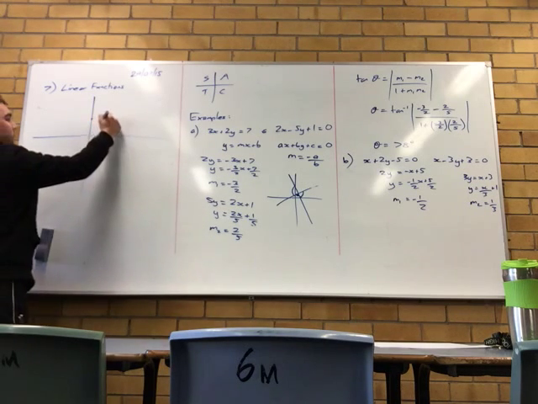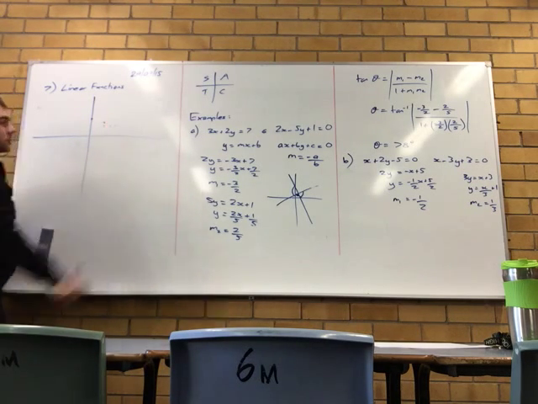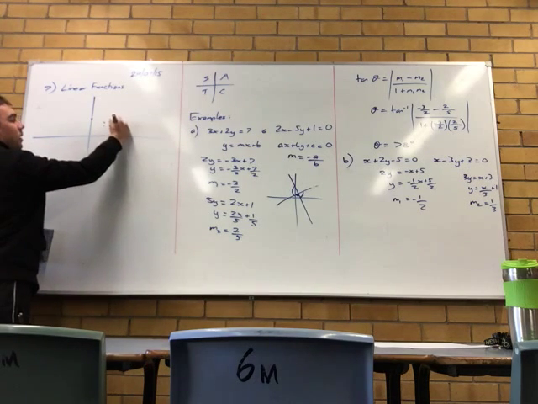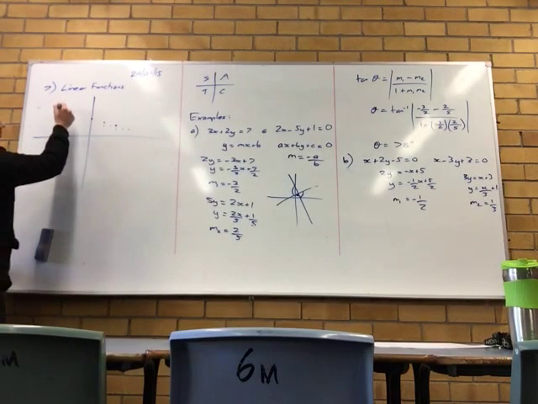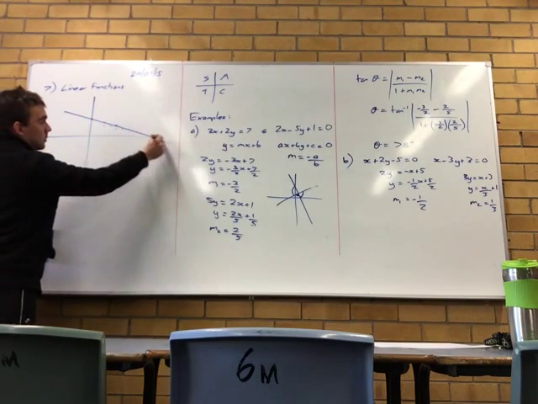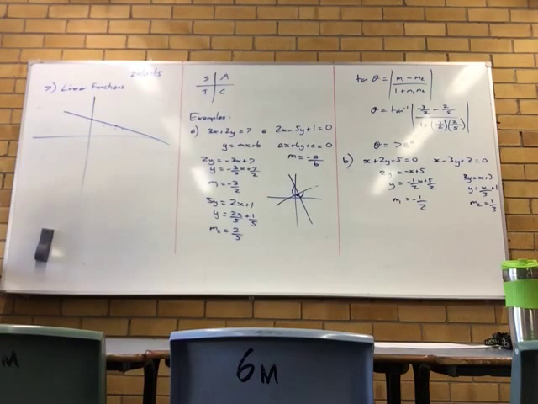So again, down 1, and then across 2. That's your next point. Down 1, across 2. So the line will be like that for the first one.